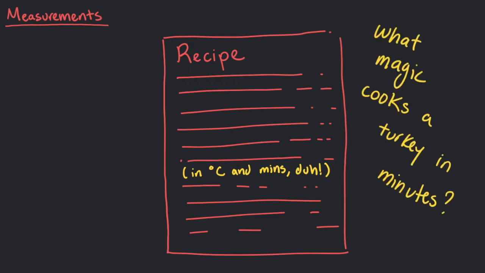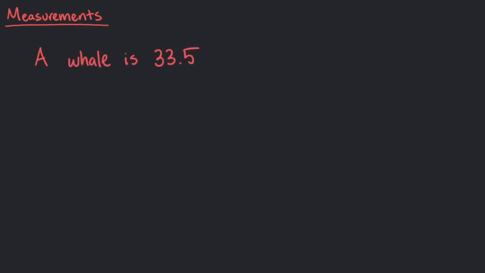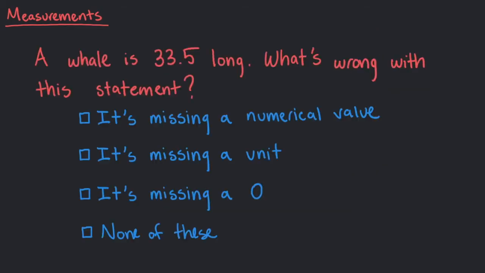Why don't you try it out? A whale is 33.5 long. What's wrong with this statement? Exactly, it needs a unit. In this case, the whale is 33.5 meters long.